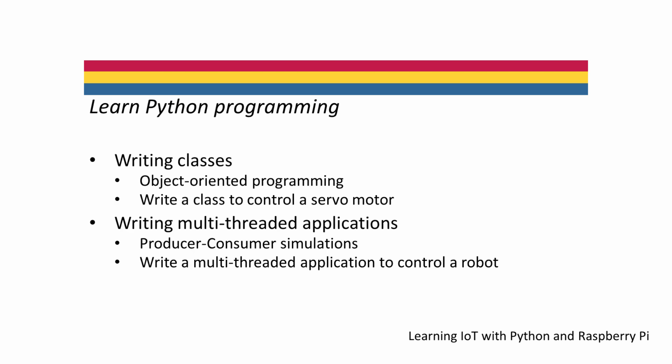The last two chapters in Learning IoT with Python and Raspberry Pi have to do with writing classes and writing multi-threaded applications. These are more advanced topics and are usually not covered in depth, if at all, in introductory Python programming courses. However, we believe it is very important to include classes and threads because the student will be well equipped to begin developing robust applications. Numerous code listings illustrate what object-oriented programming means. This chapter concludes with a project that illustrates how to write a class to control a servo motor.